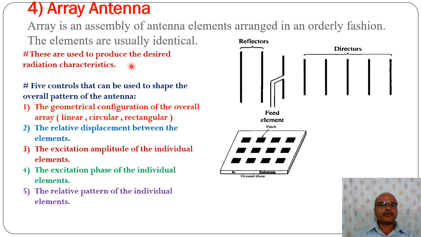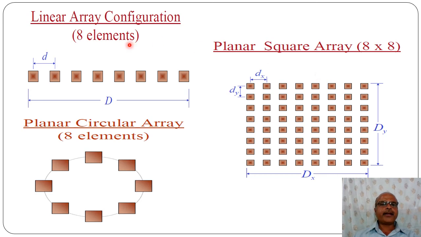These are used to produce desired radiation characteristics. There are 5 controls that can be used to shape the overall pattern of the antenna. The geometrical configuration of the overall array, that is, either linear, circular, or rectangular; the relative displacement between the elements; the excitation amplitude of the individual elements; the excitation phase of the individual elements; and the relative pattern of the individual elements.